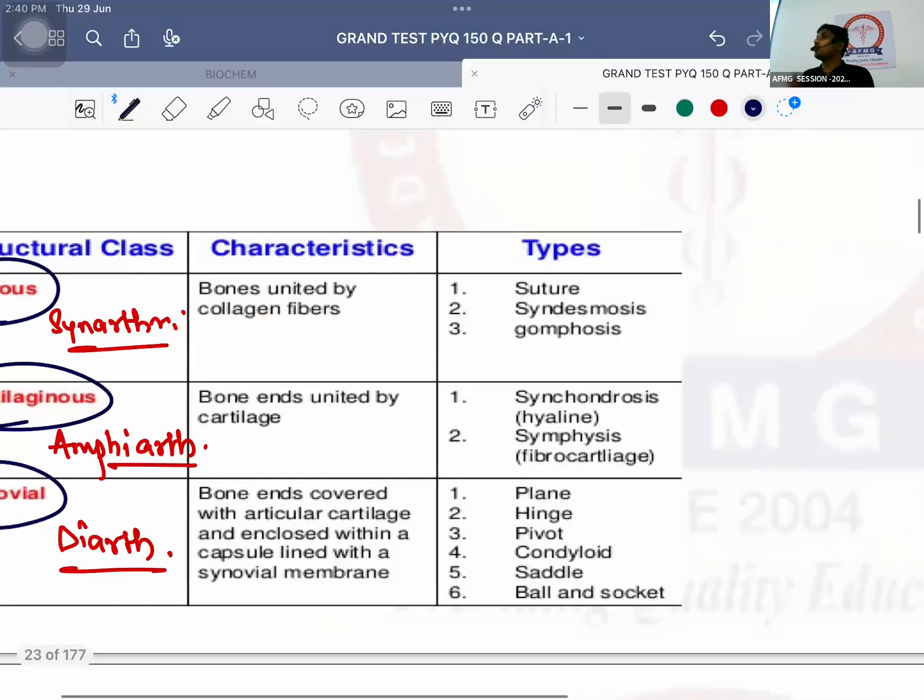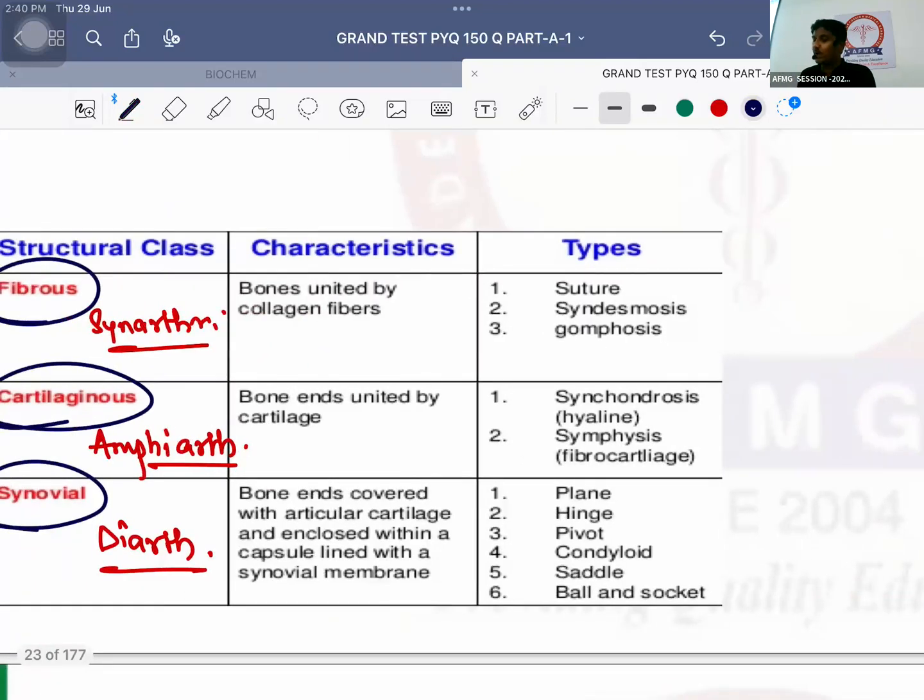Now, fibrous joints which are not movable, they are of 3 types. The one between the 2 cranial bones are known as sutures. Okay, between 2 parietal bone, which suture? Sagittal suture. Between parietal and frontal bone, coronal suture. Very good. Between parietal and occipital bone, lambdoid suture. So these are the types of suture.